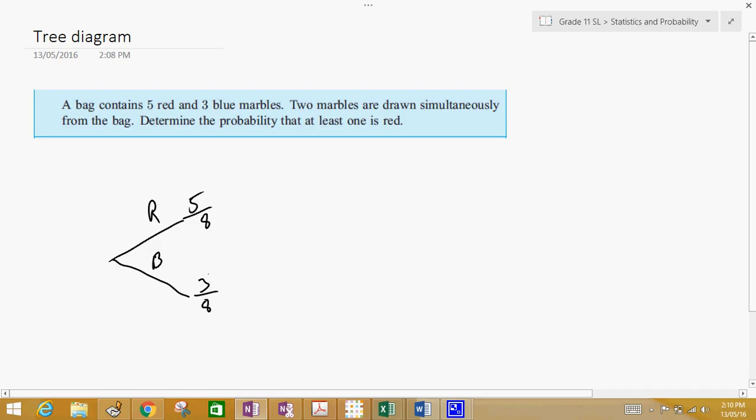Now, event number 2, you're going to pick the second marble. And once again, you can get red or blue. So there's two possibilities for event number 2. Either you can get a red or a blue, a red or a blue.